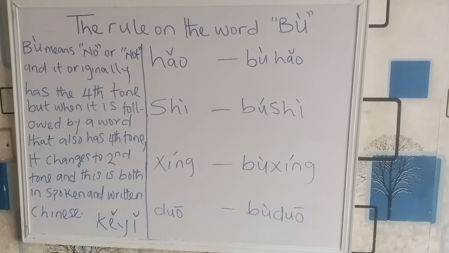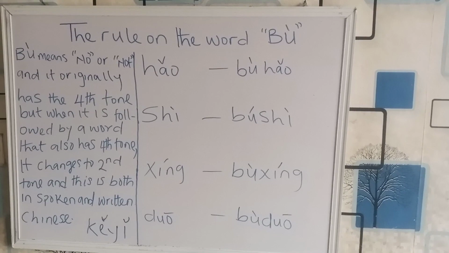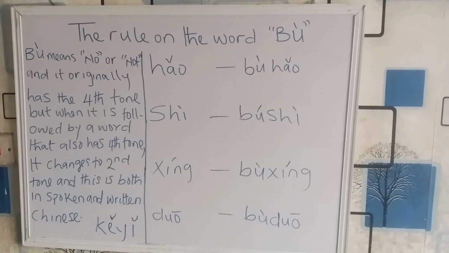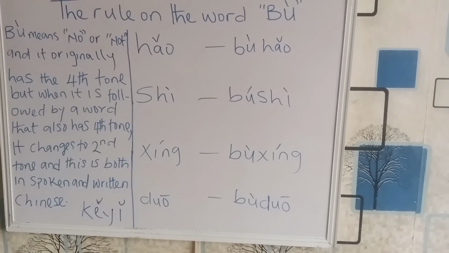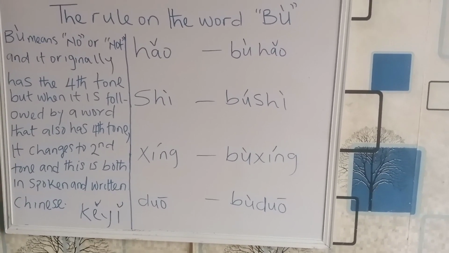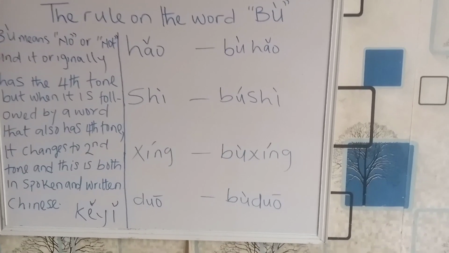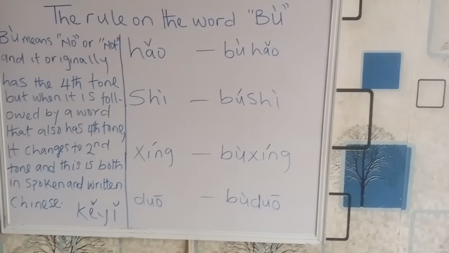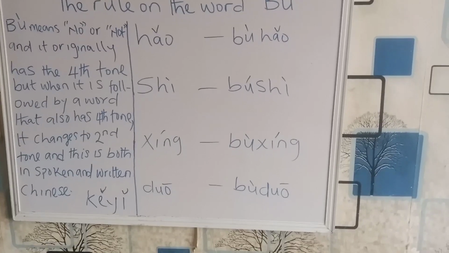Did you notice that with hǎo, bù retained its fourth tone? That is because hǎo has the third tone, the falling and rising tone. Shì has fourth tone, and that is the reason why bù now has second tone. And you will no longer call it bù, you will call it bú. So this one is bú shì, not bù shì. Bù will leave that fourth tone for shì.